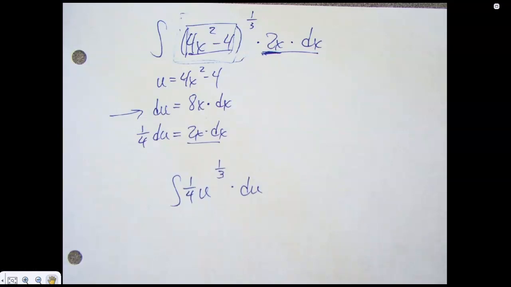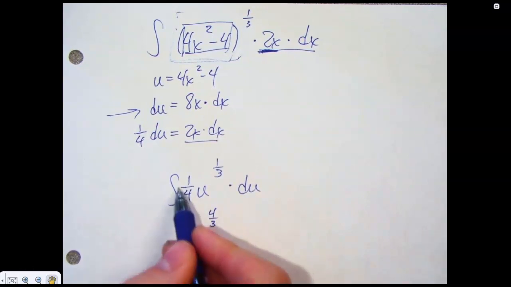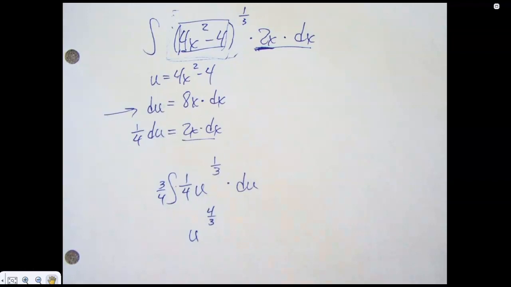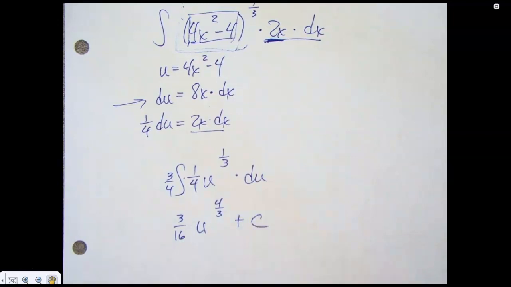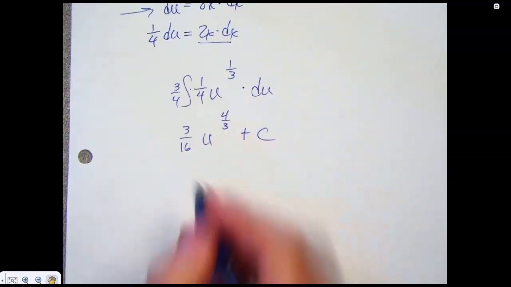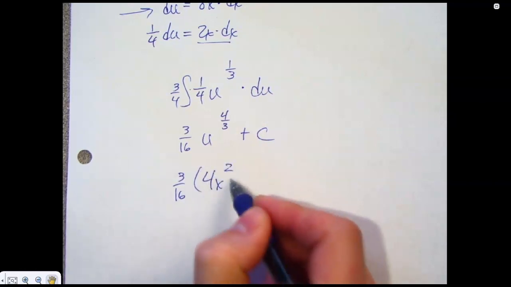Now integrate, plug back in. So that's the hard part. So then add 1 to the power would be 4/3. Multiply it by 3/4. You already have 1/4 out there, so now it's 3/16. Plus c. And then plug your x's back in. So 4x squared minus 4.